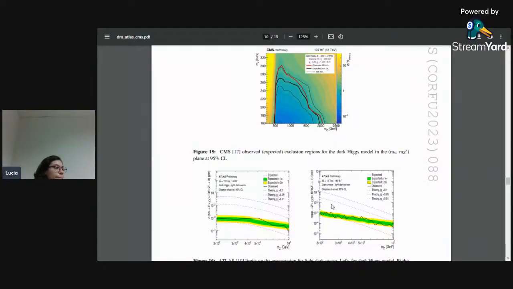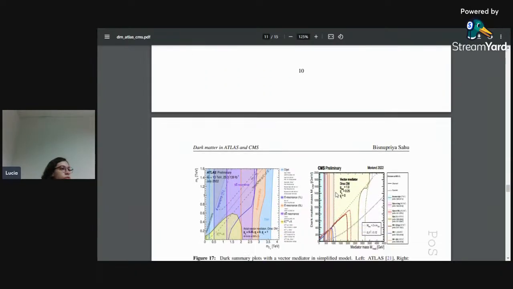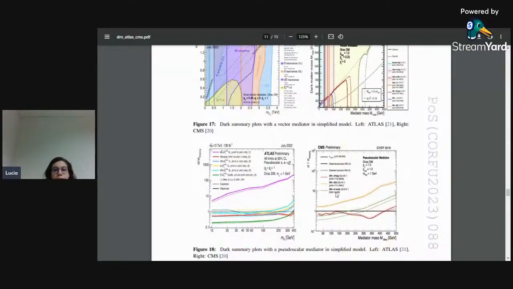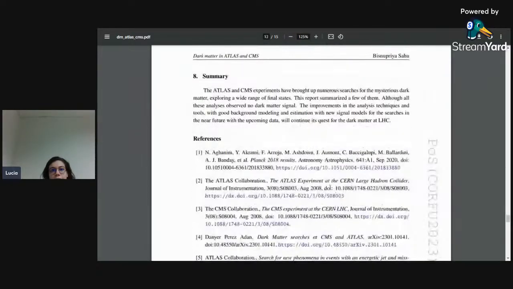So basically the paper says we didn't find. No, the paper is not to get conclusions or test models. It's just a summary. We can see the conclusion here. ATLAS and CMS experiments have brought us more searches. Yeah, it's basically a summary of ATLAS and CMS searches considering some models. So, yeah, the summary report.